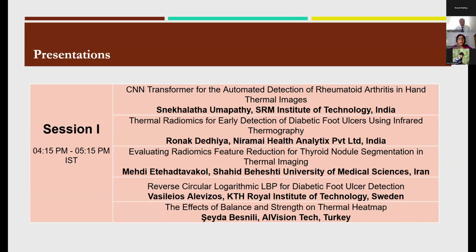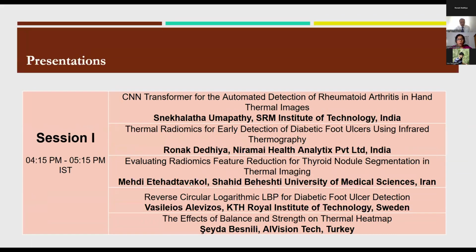The first one will be from Snehalatha Umapati from SRM Institute of Technology from India. The speaker is going to talk about CNN transformer for the automated detection of rheumatoid arthritis in hand. So we're going to start with hand, then foot and thyroid. And so this session is mostly going to be non-breast.